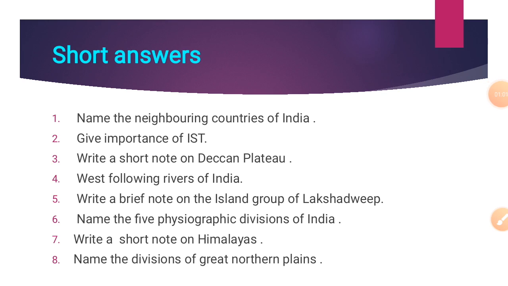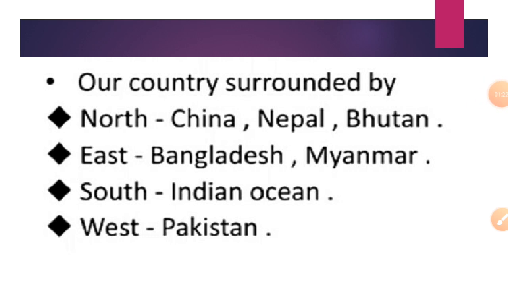Students, these are the questions which will be asked in your examination. So let us recall the answers for these questions. The first question is, name the neighboring countries of India. In our first lesson we saw that our country is surrounded on the north side by China, Nepal, Bhutan, in the east Bangladesh, Myanmar, in the south the Indian Ocean, and in the west Pakistan. These are the neighboring countries of India.